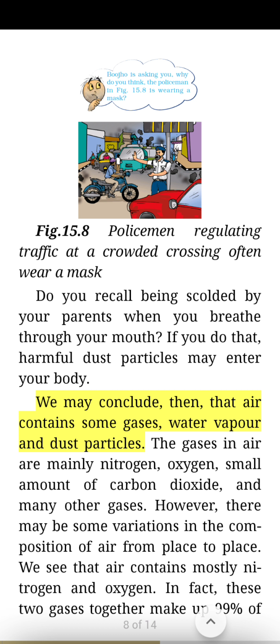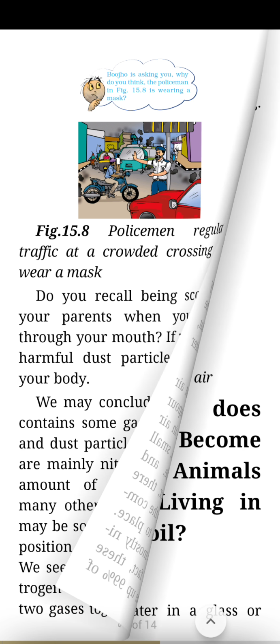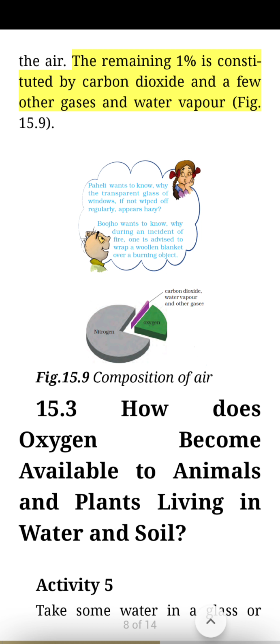We may conclude, then, that air contains some gases, water vapor and dust particles. The gases in air are mainly nitrogen, oxygen, small amount of carbon dioxide, and many other gases. However, there may be some variations in the composition of air from place to place. We see that air contains mostly nitrogen and oxygen. In fact, these two gases together make up 99% of the air. The remaining 1% is constituted by carbon dioxide and a few other gases and water vapor.